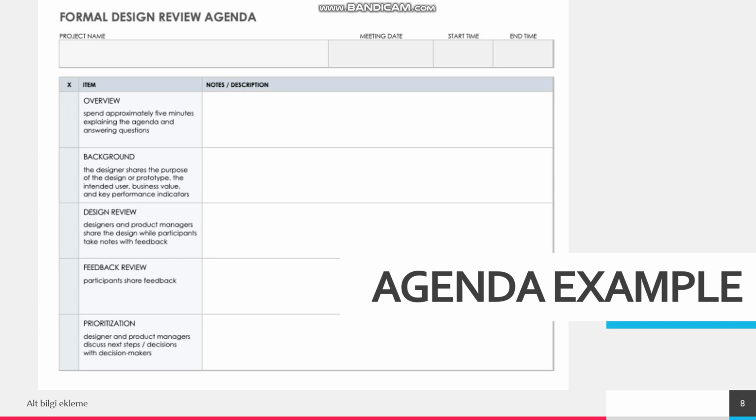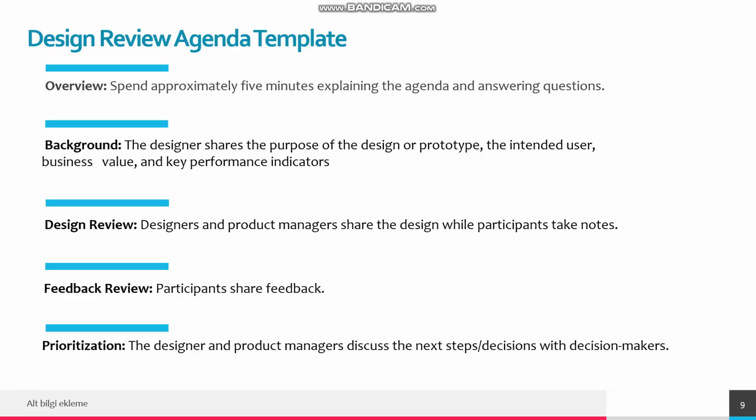In the middle of the reviews, we are seeing the design review. Designers and product managers share the design while participants take notes with the feedback. After that, feedback review and prioritization are coming. Last, the overview: spend approximately 5 minutes explaining the agenda and answering questions.